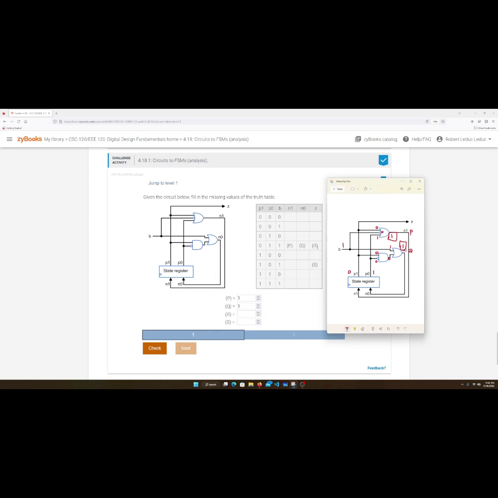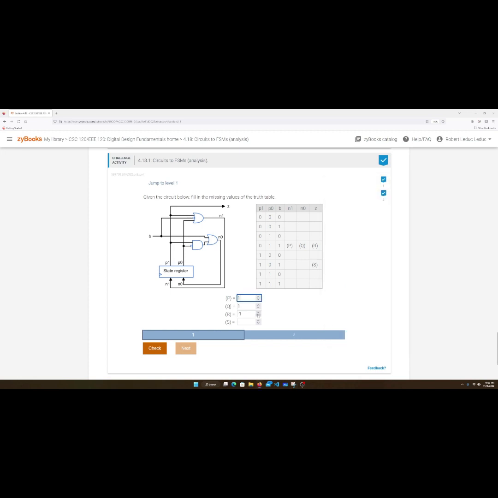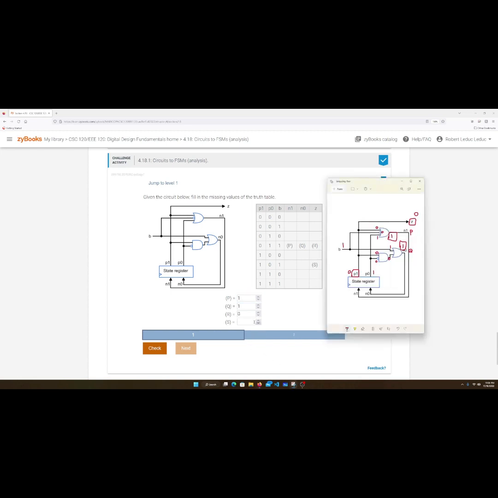It also asks us for the value of R here, which corresponds to output Z. Z is right here, and this one should be pretty straightforward because Z only corresponds to the P1 value coming out of the state register. We know in this state we have a value of 0 at P1, so Z must also have a value of 0. And that was R.